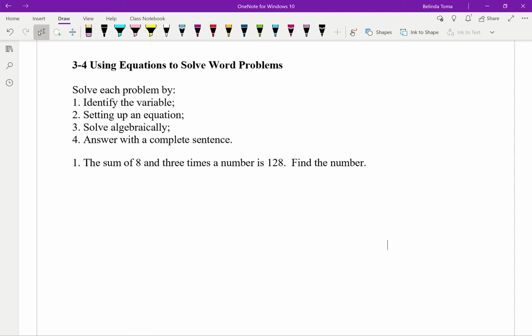So that's the process that I will model, and that's the process that I would like you to follow when you're solving word problems. So of the 8 questions here in your notes, I'm going to demonstrate 5, and I'm going to leave 3 for you to do as practice.